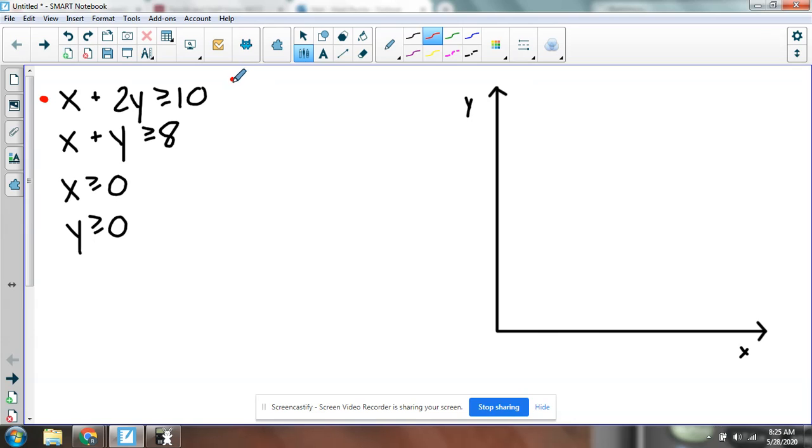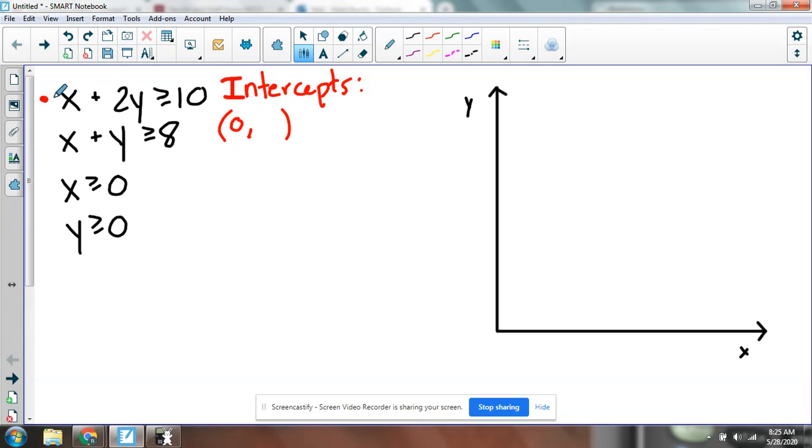Okay, so the first thing I want to do with each of these is find intercepts. So I want to find the intercepts here. That's the easiest way to graph them if you have the x and y on the same side. So the first thing I'll do is I'll find the y-intercept by letting x be 0. So I'm going to figure out what does y equal when x is 0.